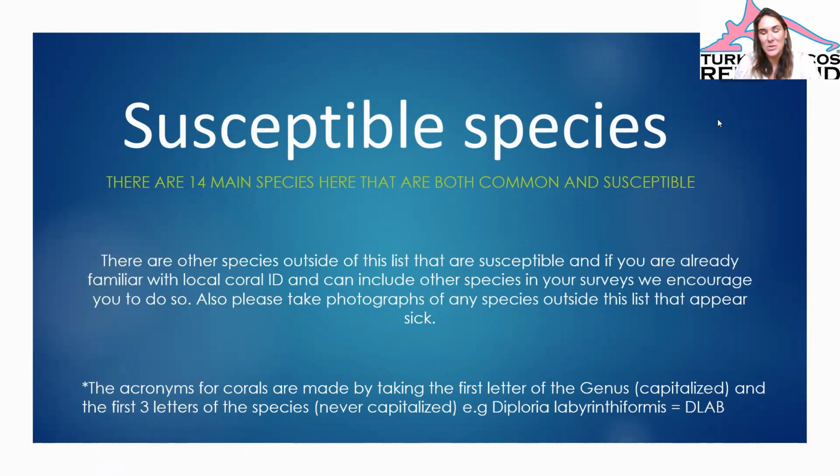The susceptible species. As I mentioned in the first class, there are over 20 susceptible species, but there are 14 main species here in the Turks and Caicos at least that are both very common and susceptible. And they're the first 14 that we would want any observer to learn. There are, of course, other species outside of this list that are susceptible. And if you are already familiar with local coral ID and you can include these other species in your survey, then of course we encourage you to do so. The more specific and detailed information that can be included on your survey, the better.